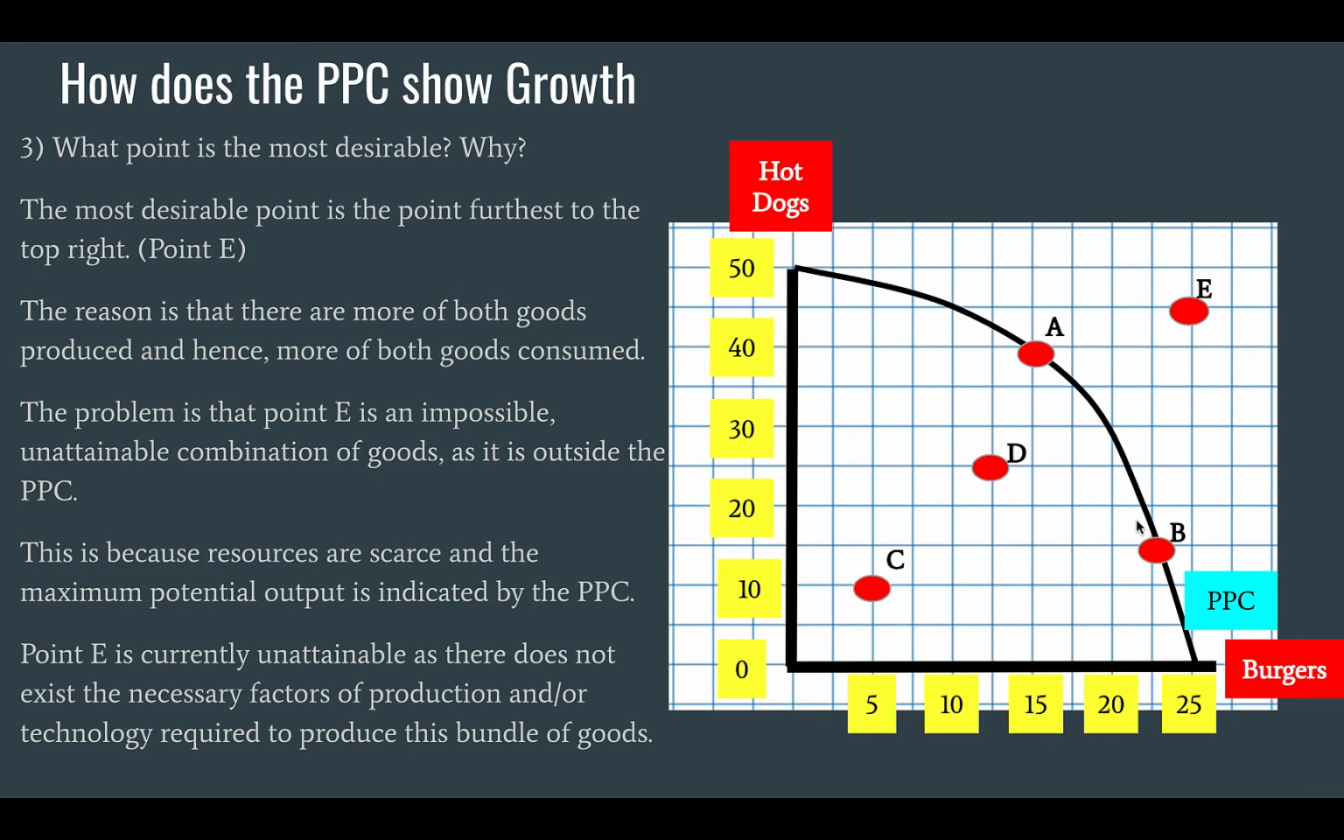We know that resources are scarce and the maximum potential output is indicated by the PPC. This shows what we can produce. Currently, because E is outside, above and to the right of the PPC, we do not have the factors of production or the state of technology, the ability to produce both 45 hot dogs and 25 hamburgers. We can't do it given our limited factors of production and what they are capable of currently producing. Point E is currently unattainable as there do not exist the necessary factors of production and or state of technology required to produce this bundle of goods.